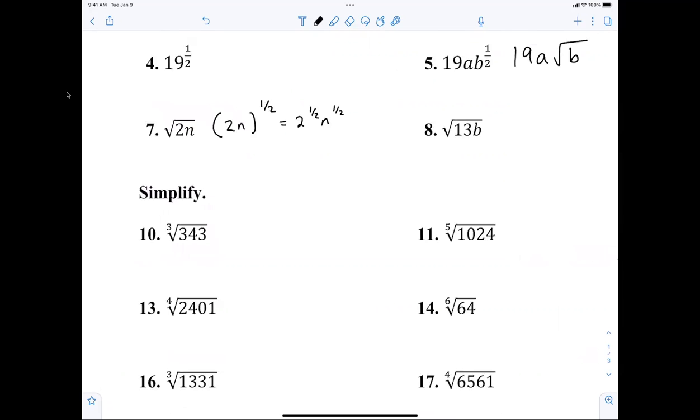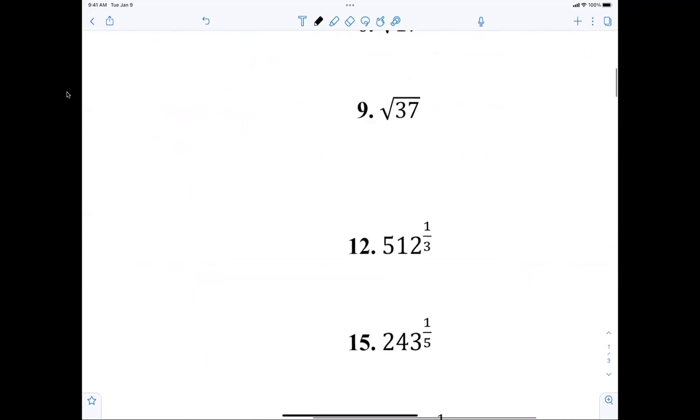Now let's look at number 9. That's equal to 37 to the 1/2. Any questions? Well, you can, but it's not necessary.